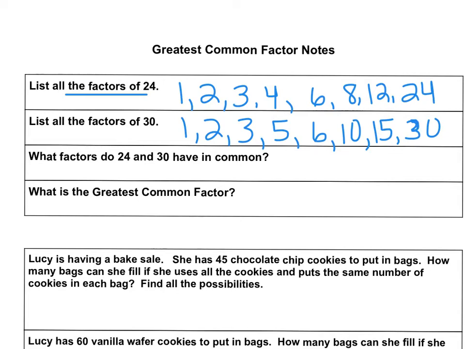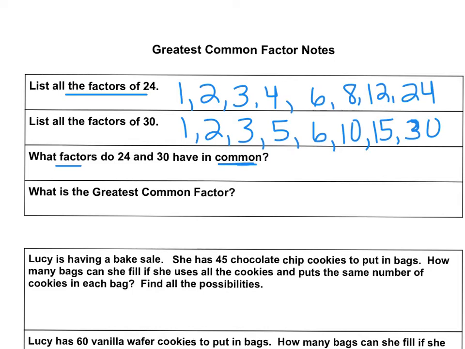Now, the third part here, I want you to look, what factors do 24 and 30 have in common? If they have the factors in common, that means they share them. They're the same. So what factors do both numbers have?